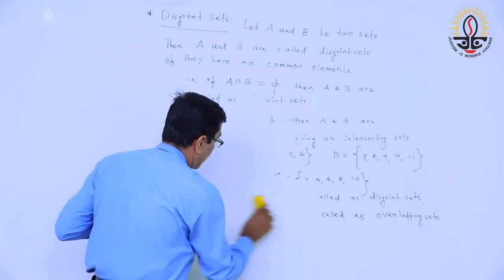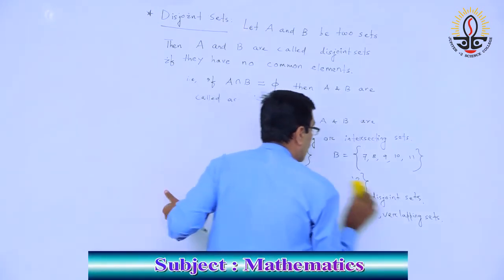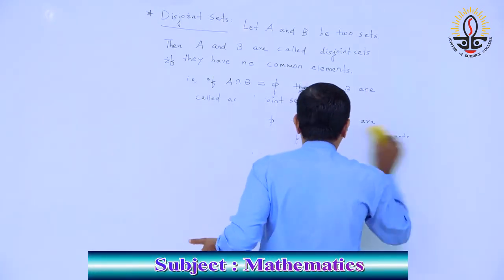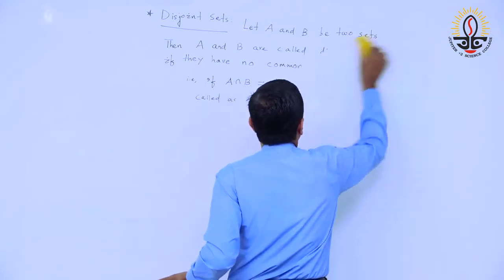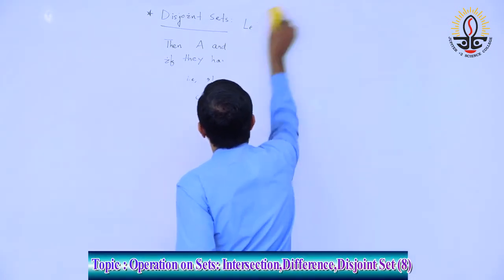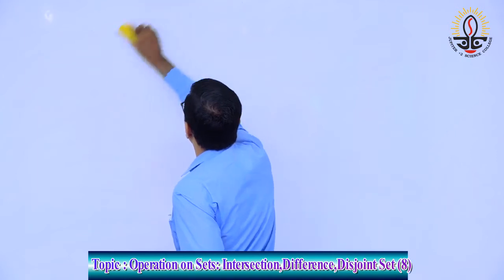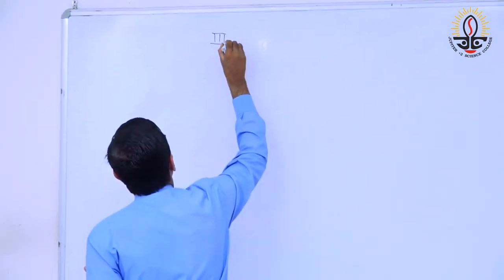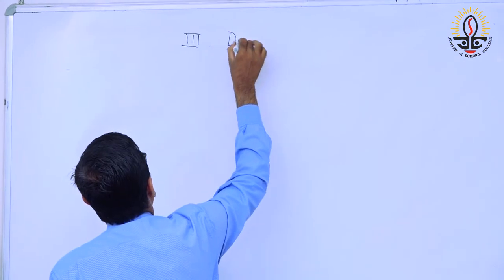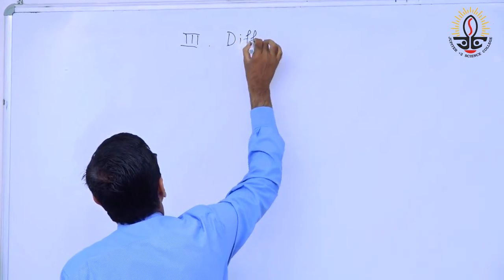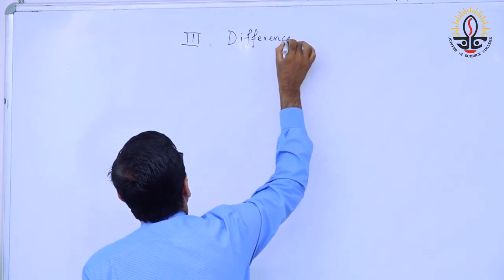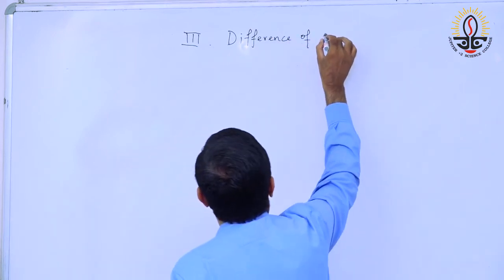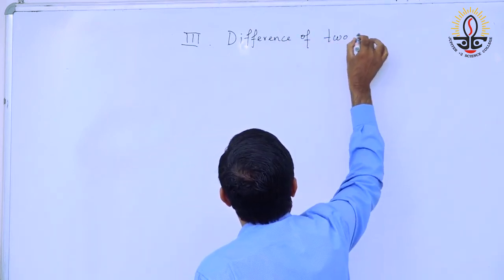After reading about the disjoint sets, we will come to another operation, the third operation. First operation is union of two sets, second operation is intersection of two sets, and third operation is difference of two sets.